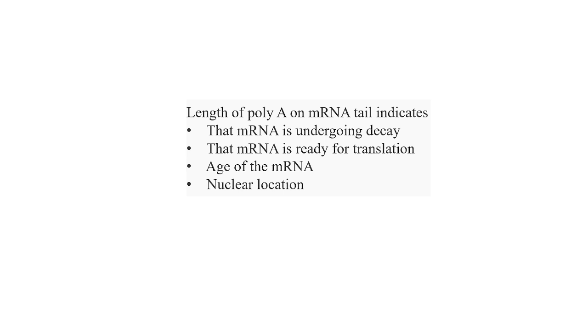The next question is, length of poly A on mRNA tail indicates that mRNA is undergoing decay, mRNA is ready for translation, age of the mRNA, or nuclear location. So what does the length of poly A tail on the mRNA indicate?